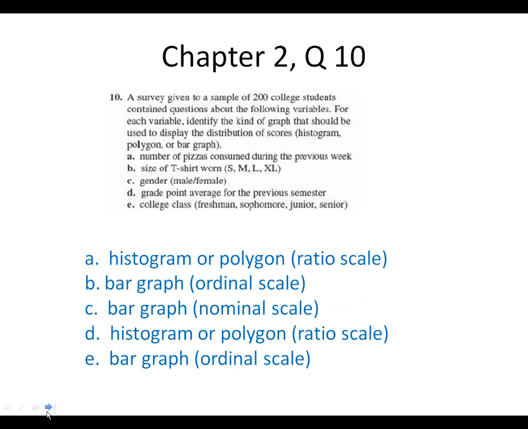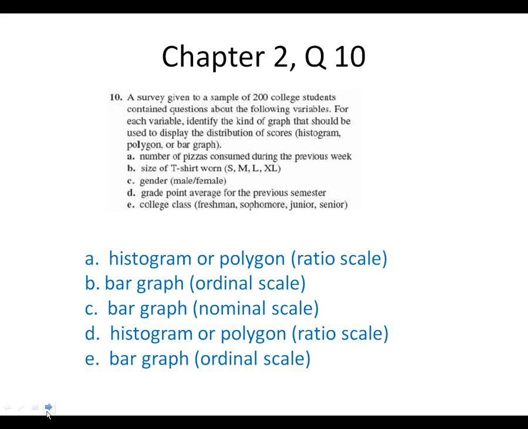A survey given to a sample of 200 college students contained questions about the following variables. For each variable, identify the kind of graph that should be used to display the distribution of scores. A histogram, a polygon, or a bar graph. Okay, A is the number of pizzas consumed during the previous week. And of course, the number of pizzas is a continuous number. It's a ratio scale, and you want to use a histogram or a polygon.